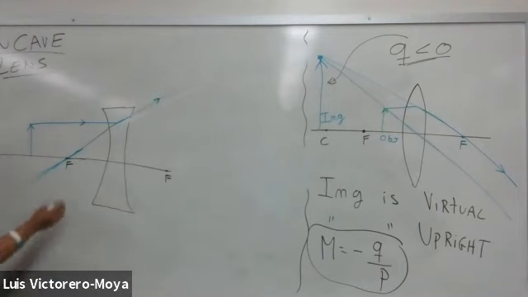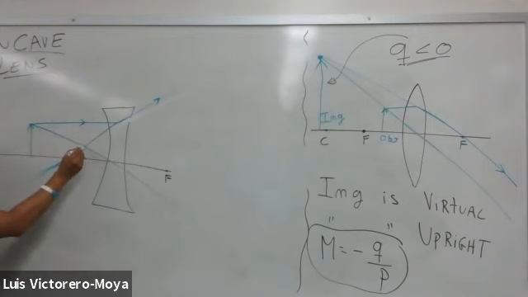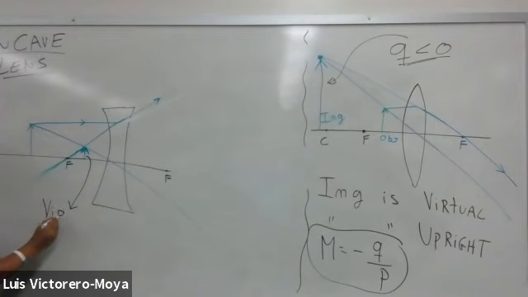So how do you find the image? You also do it this way. That's your image there. That image, again, is on the same side of the object. So it's virtual, upright, but always smaller. That's similar to the convex mirror, right?